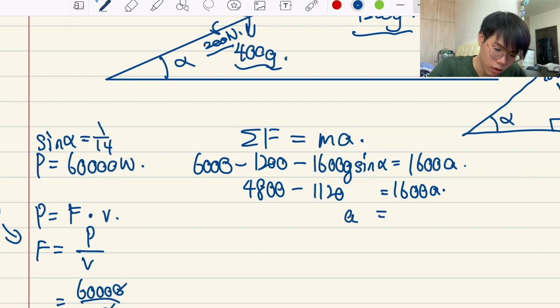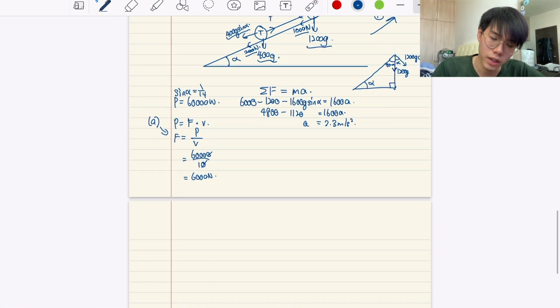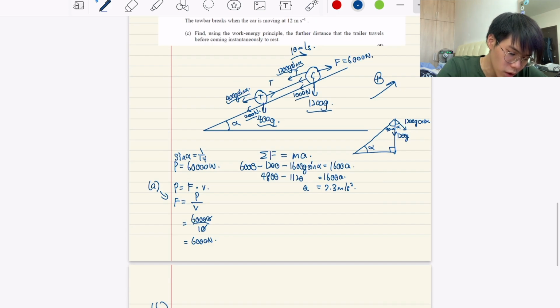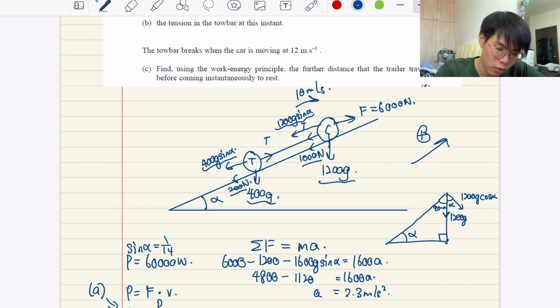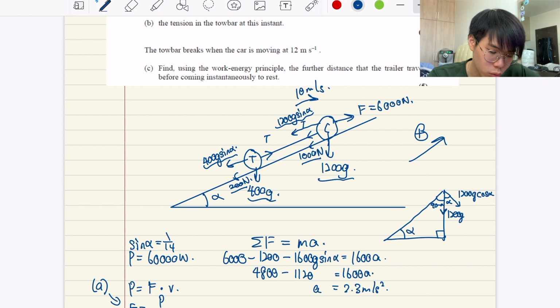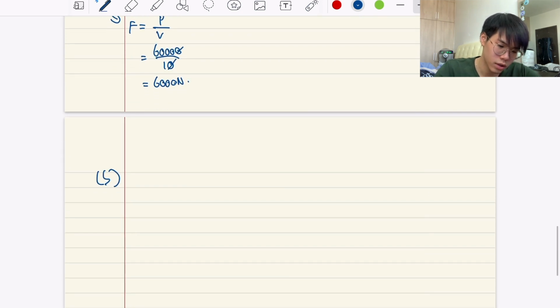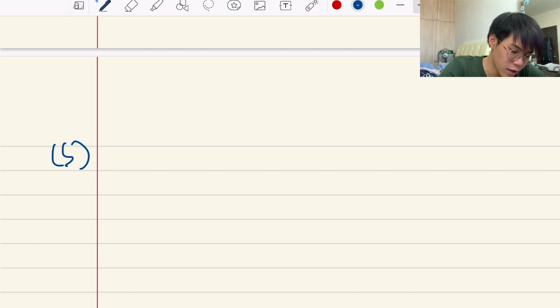So A, which is the acceleration, is equal to 2.3 meters per second squared. Okay, for B, we need to find the tension in the tow bar at this instant. If we need to find the tension, we cannot consider both of these objects, the car and trailer, together, because if we consider them both together, the T will be cancelled out. So we need to choose one of them to be considered. I'll choose the trailer since there are fewer forces there.